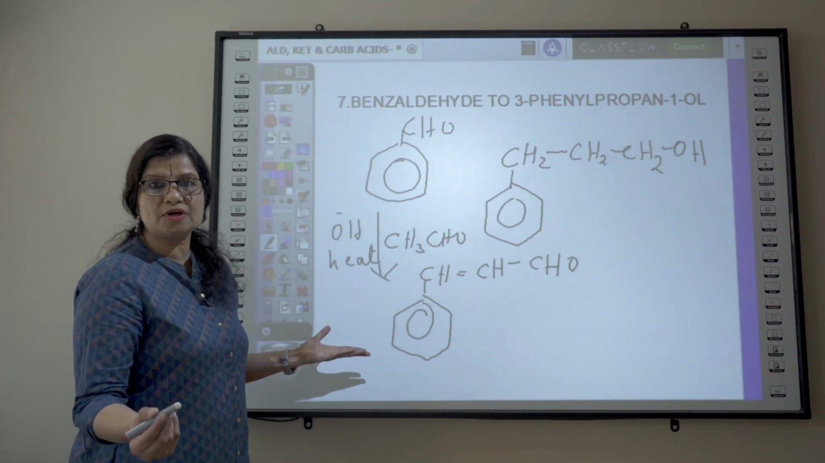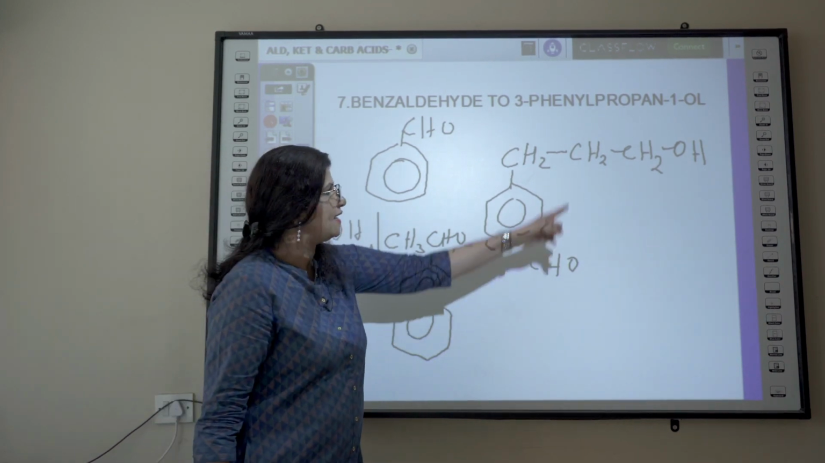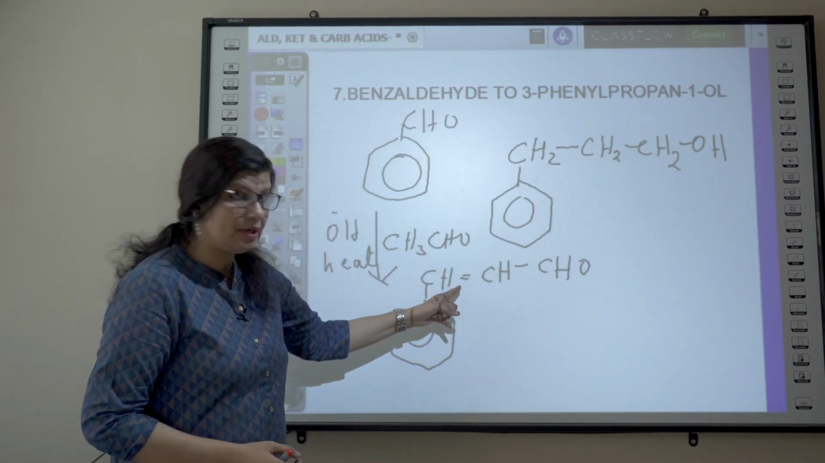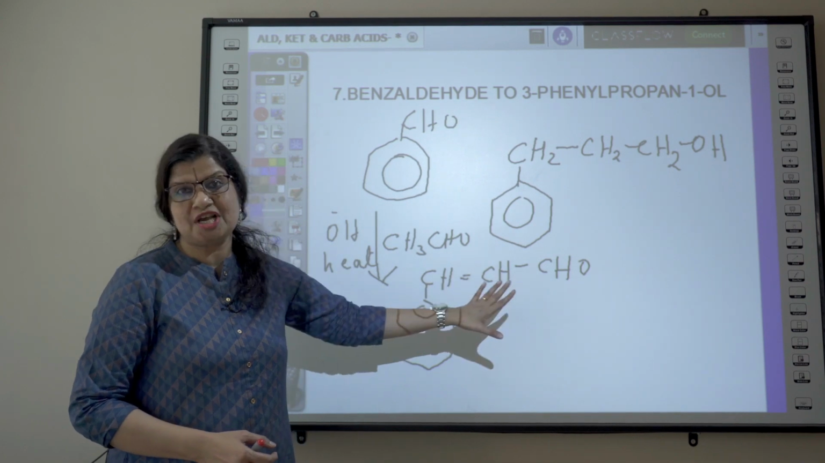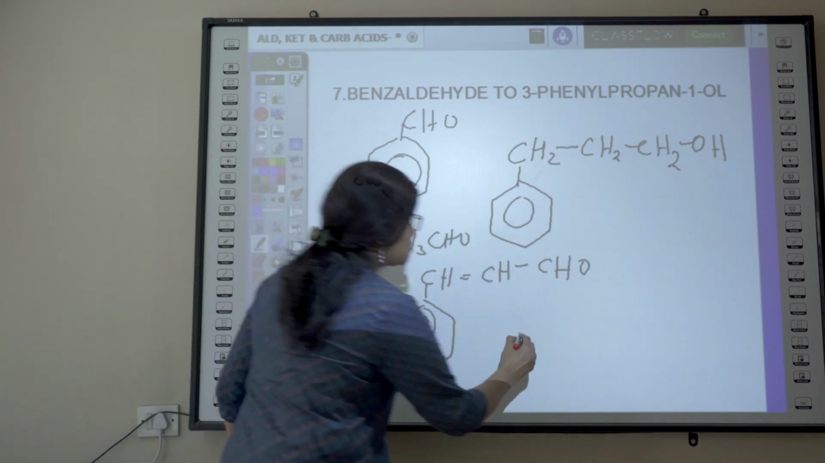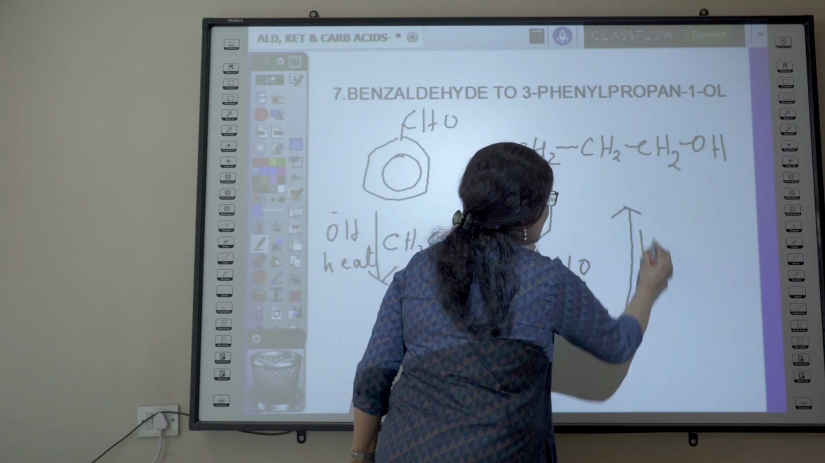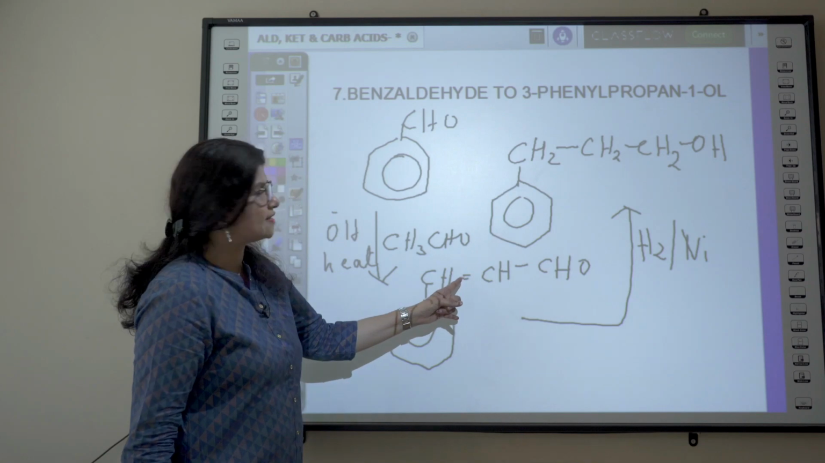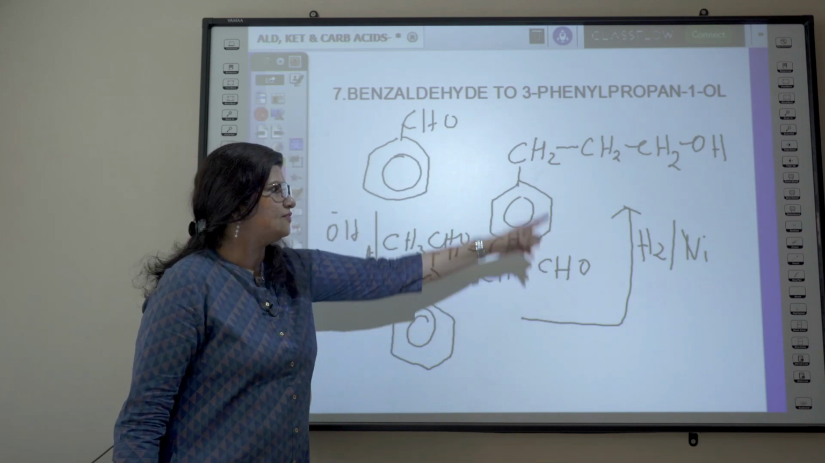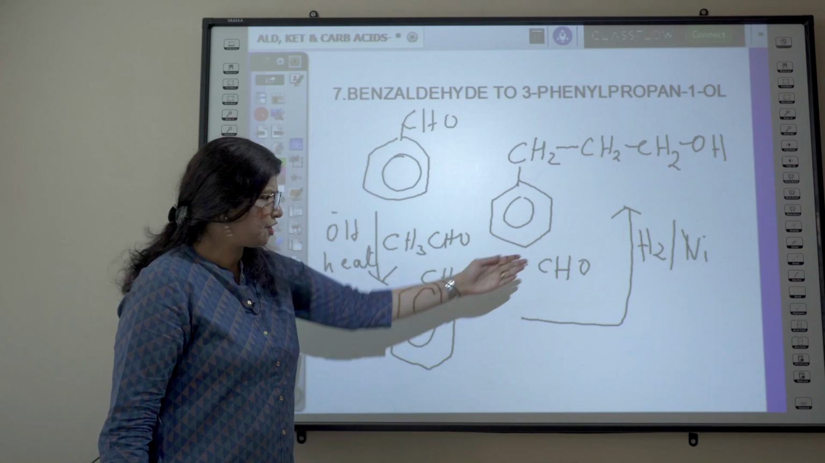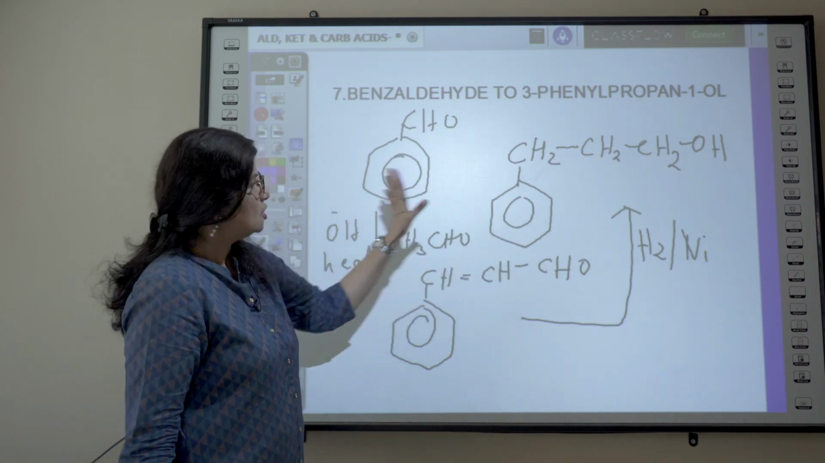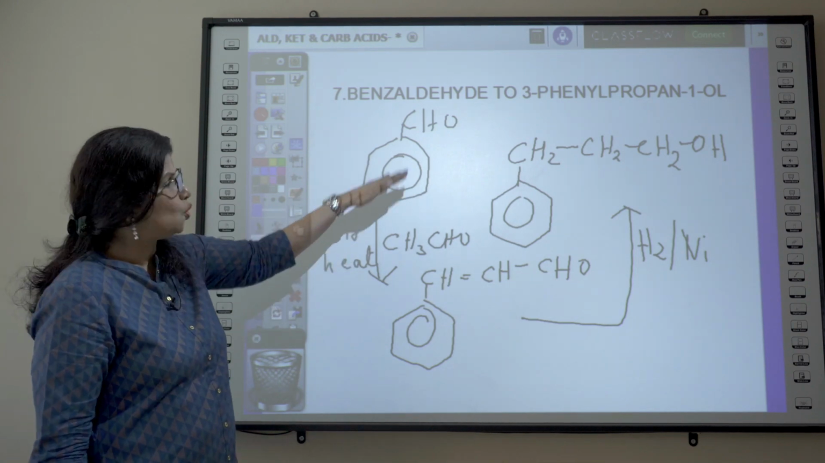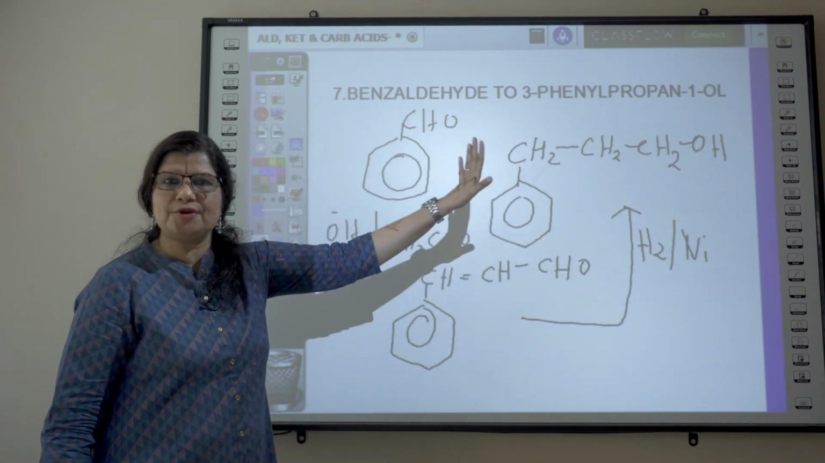The only step required now is to convert aldehyde to the primary alcohol. So, we have got an aldehyde. Now, we have a double bond and an aldehyde, both of which can be easily reduced by using either lithium aluminum hydride or by catalytic hydrogenation, right? So, the double bond gets converted to single bond and the aldehyde gets converted to primary alcohol. Or you can even make use of lithium aluminum hydride. So, these are the various steps involved in the conversion of benzaldehyde to 3-phenyl propan-1-ol.